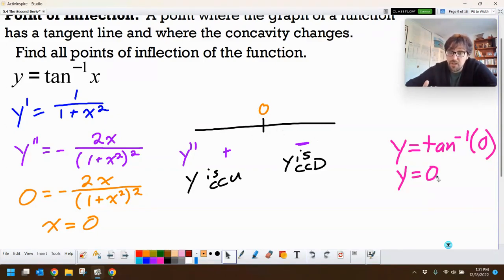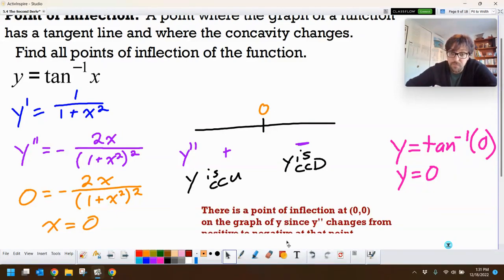And since they are talking about a point of inflection, I want that coordinate point. It's not the value of inflection, it's the point of inflection. So I want to figure out where that coordinate point is. So I took the 0 that I got here and plugged it back into the original function so I could get that coordinate point. So we wrap this up by saying there's a point of inflection at (0, 0), since the graph of y, since y double prime changes from positive to negative at that point.